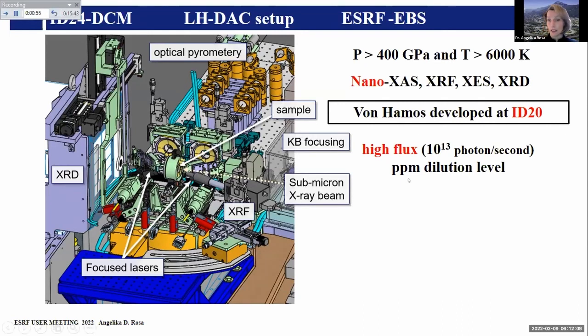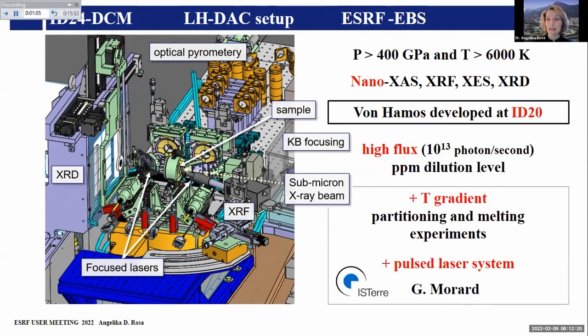Here we will also exploit the high flux that will be featured by the EBS to investigate how trace elements behave at high dilution levels. This setup will also comprise a T gradient mapping setup that will allow us to better understand partitioning and melting experiments, as well as a pulsed laser heating system that is currently being developed in collaboration with geomaterials.